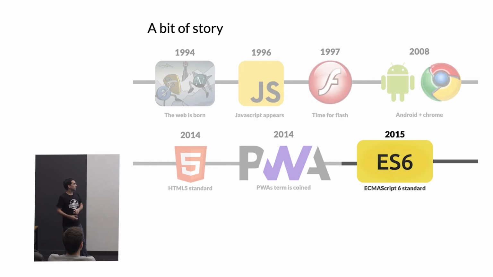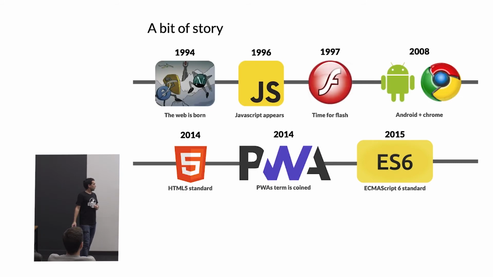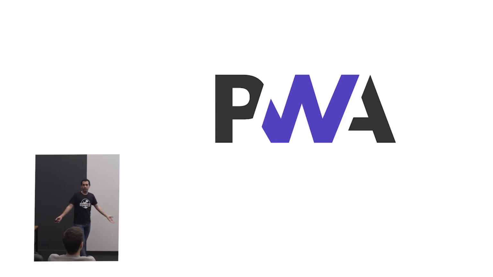And finally, just to mention, in 2015 was the year when the new standard of ECMAScript, the base of JavaScript, was launched. If you see, there was like a big gap between when it appeared and when the ECMAScript 6 standard was there. But in the meantime, it had some updates, but it became to be more important just on the last years. So again, we will talk today about progressive web apps and what the web can do.